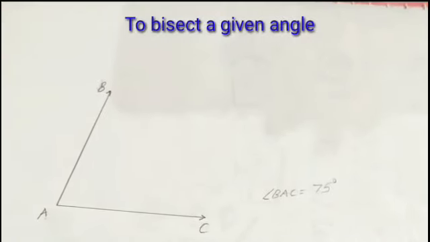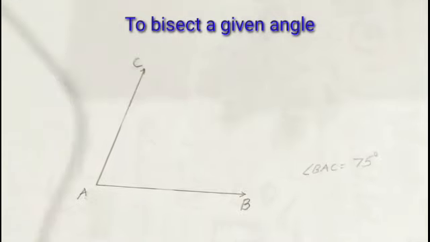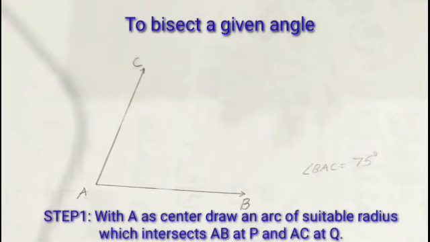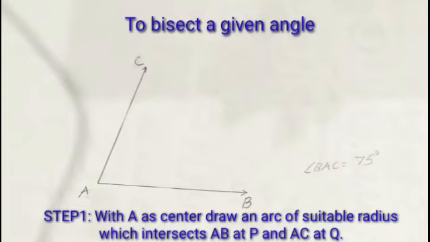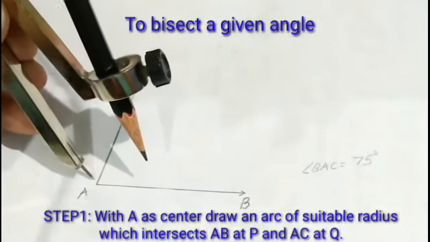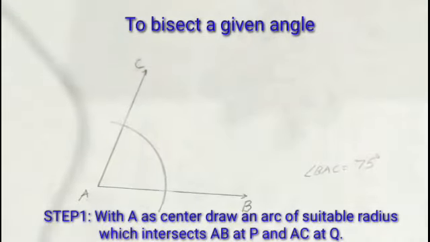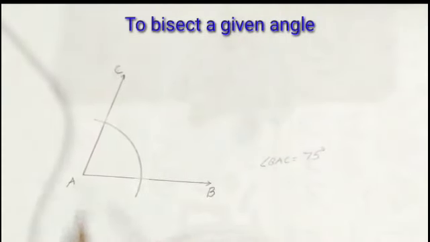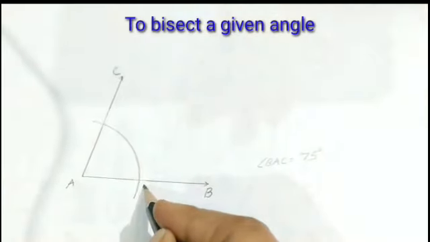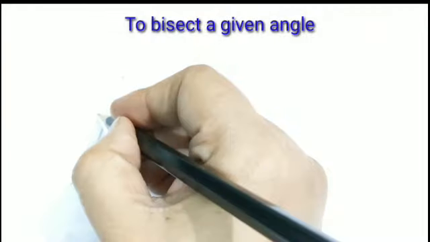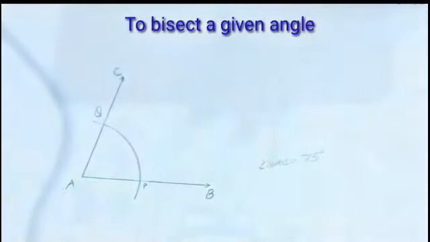Now let's move to the main step of construction. To draw the bisector of a given angle, step 1. With the vertex A as the center and a convenient radius, draw an arc which intersects the ray AB at P and ray AC at Q. So let's follow the step. A as center, draw an arc of suitable length such that it intersects AB at P and AC at Q.